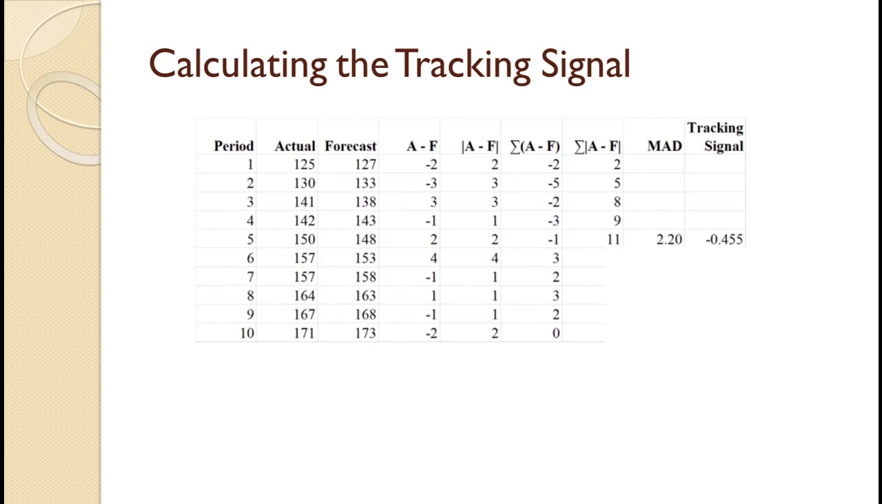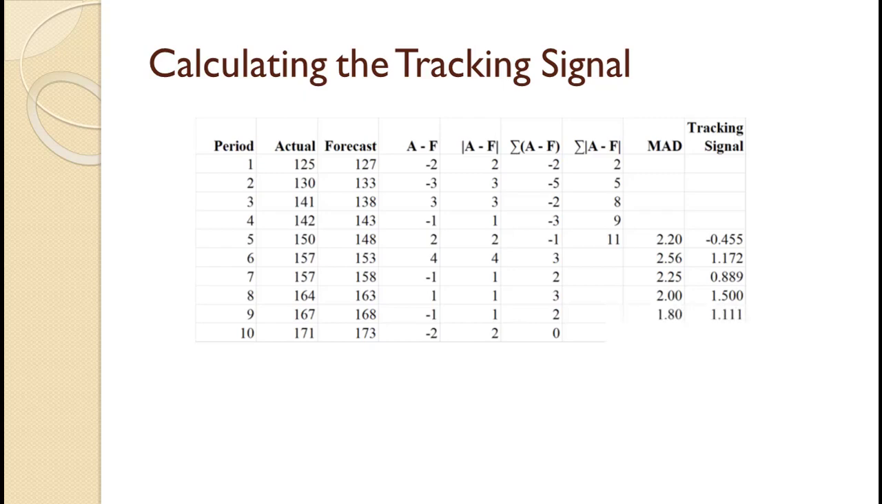With all the totals and the updated MADs, calculating the tracking signal is very straightforward. For period 5, the cumulative A-F value of negative 1 divided by the MAD of 2.20 equals negative 0.455. For period 6, the cumulative A-F value of 3 divided by the MAD of 2.56 equals 1.172. For period 7, the cumulative A-F value of 2 divided by the MAD of 2.25 equals 0.889. For period 8, the cumulative A-F value of 3 divided by the MAD of 2.00 equals 1.500.